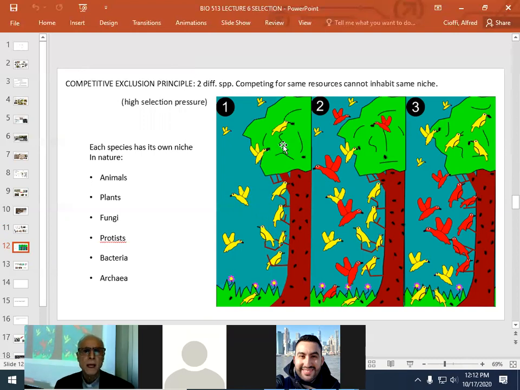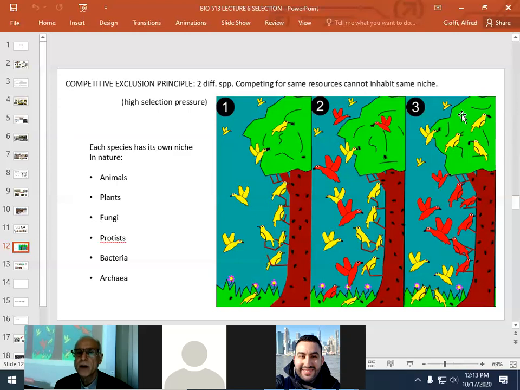So here's just a very simple caricature. We have a tree with little black bugs on it, and the black bugs are on the trunk and on the canopy of the tree. Then these yellow birds come around and start feeding on the black bugs. Everything is peachy keen until another species of bird arrives, a red bird, and the red birds seem to be a little larger than the yellow birds. The red birds seem to do better at picking the bugs on the trunk, which is more barren, and they start displacing the yellow birds.